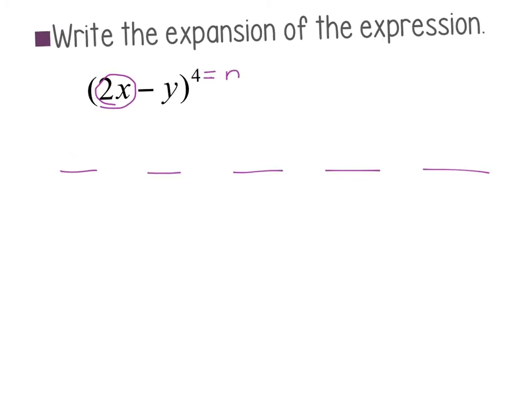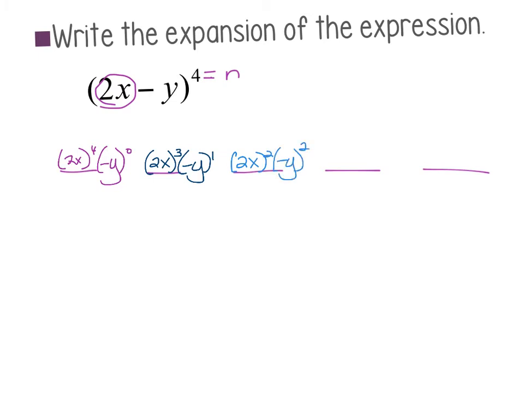So that is going to be 2x raised to the 4th and negative y to the 0. And then the next one is 2x raised to the 3rd, negative y to the 1st. And then the next one is 2x raised to the 2nd, negative y to the 2nd, 2x raised to the 1st, negative y to the 3rd, 2x raised to the 0, negative y to the 4th.